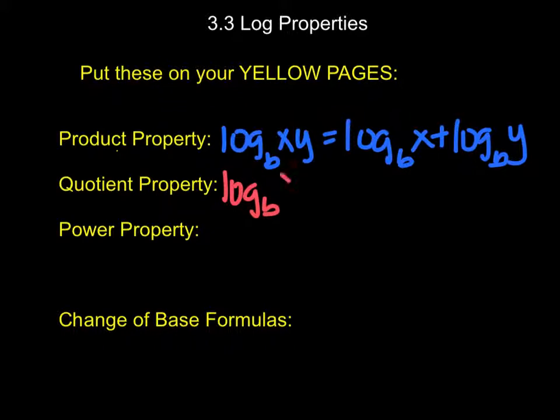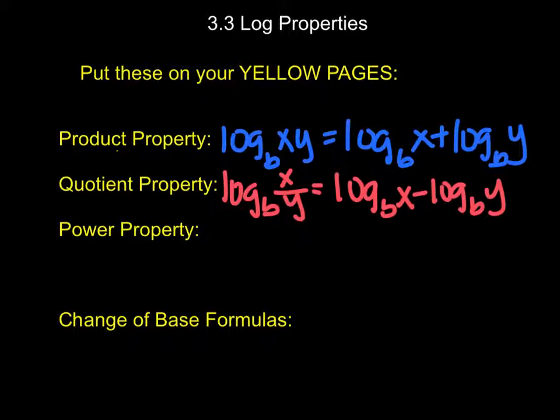The quotient property says if you are dividing two items, whether they be constants or whether they be variables, they expand out to subtraction. Power property says that if I have log to some base of x to a particular exponent, that exponent can be moved to the front.